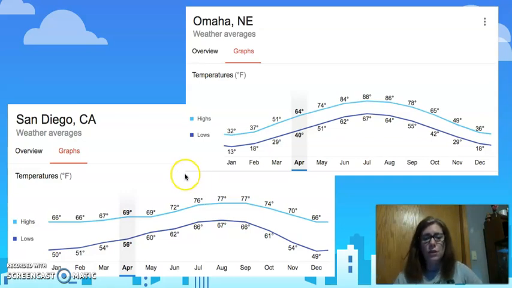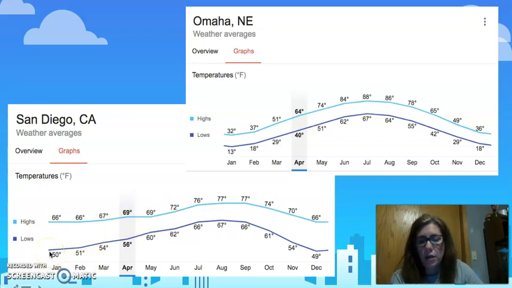So when it's 32 degrees in Omaha for our usual temperature in January, it's 66 degrees in San Diego. In July, when we are up at 88 degrees, we're really warm, they're only at 76 degrees. So they're warmer than us in the winter, but then they're a little bit cooler than us in the summer.